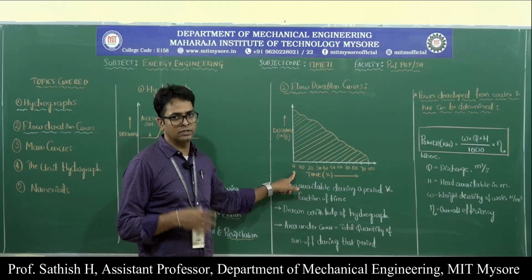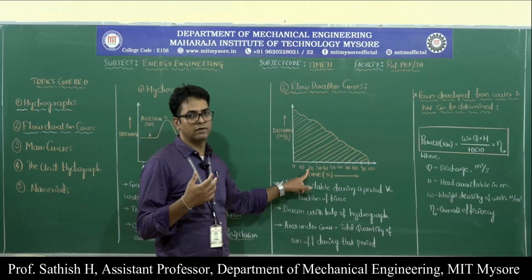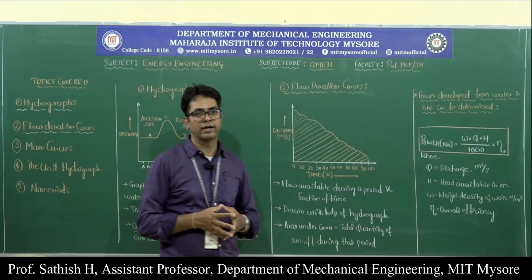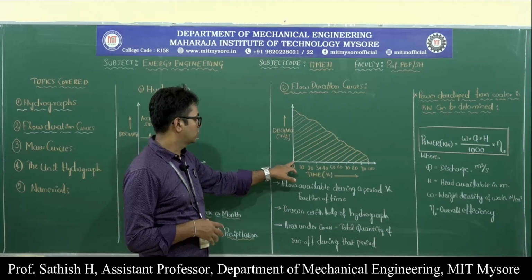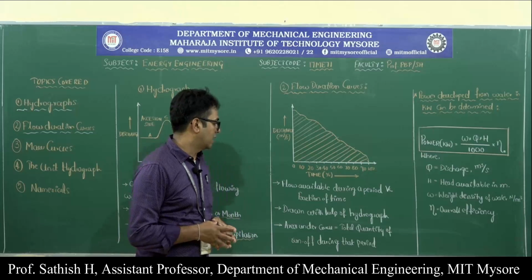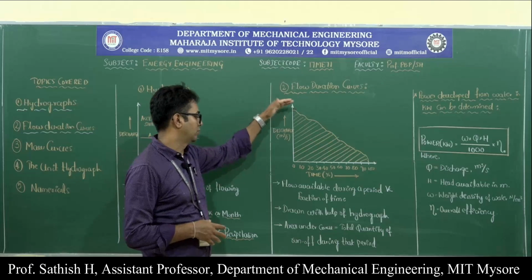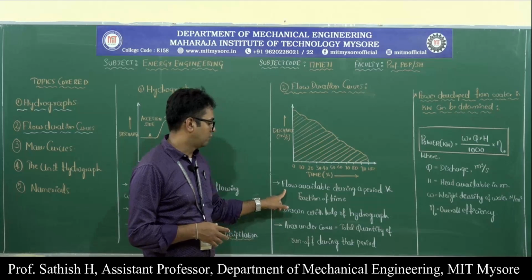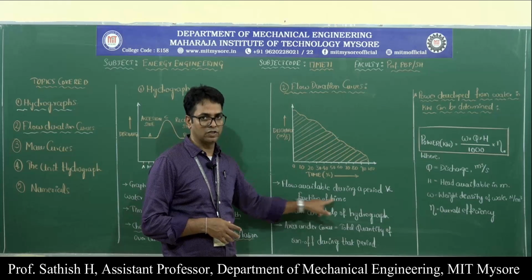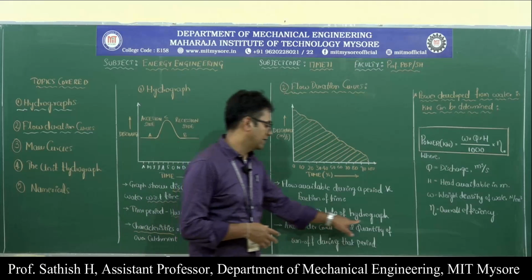So how much discharge is available at 10% of the time, and then how much discharge is available at 20% of the time, similarly up to 100%. Those points can be plotted on this graph, so that with the help of the curve we can plot this flow duration curve. So it is flow available during a period versus fraction of the time. This fraction of the time is important, and it is drawn with the help of a hydrograph.